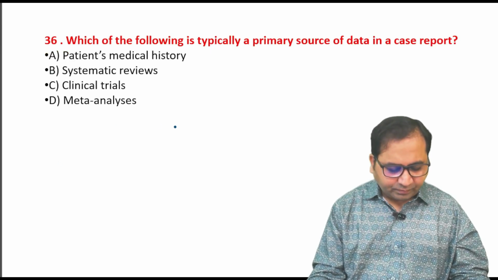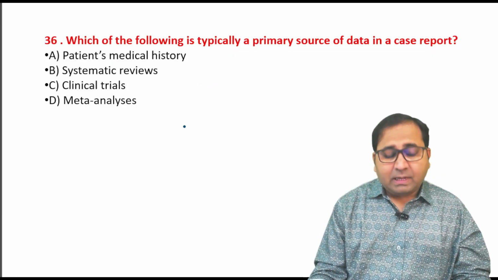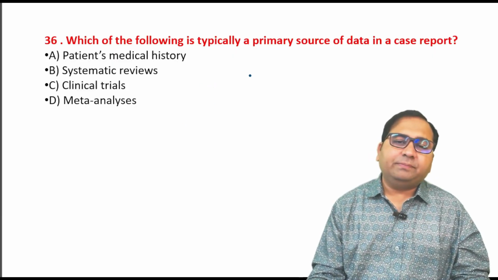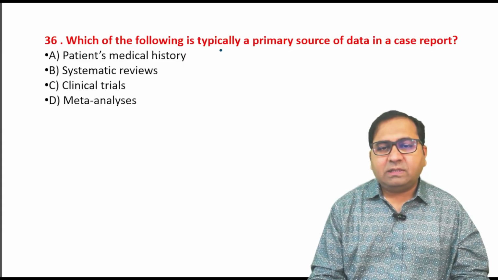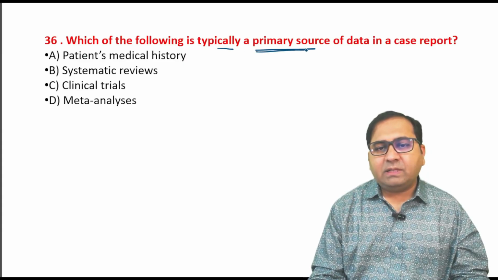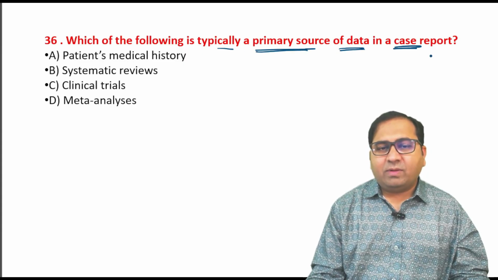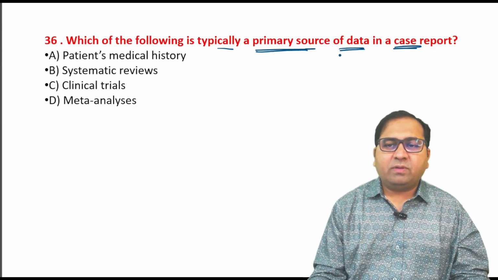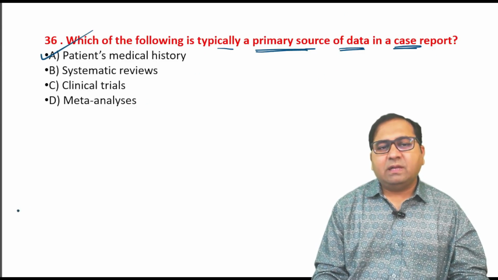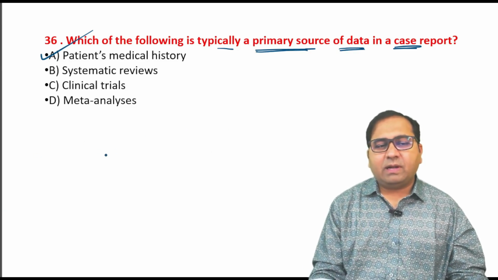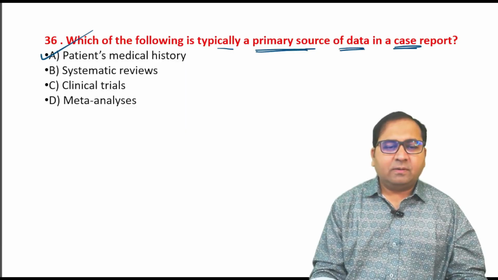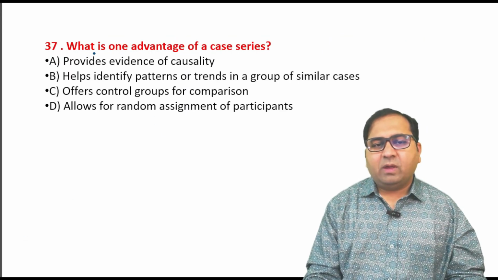Next question. Which of the following is typically a primary source of data in a case report? The options are A. Patient's medical history, B. Systematic reviews, C. Clinical trials, or D. Meta-analysis. So which of the following is typically a primary source of data in a case report? Once again, the primary source of data in a case report is a patient's medical history. Such sort of simple questions will be given. As I told you previously also, we got a simple question. The examiner will try to confuse. Let us go to the next question.